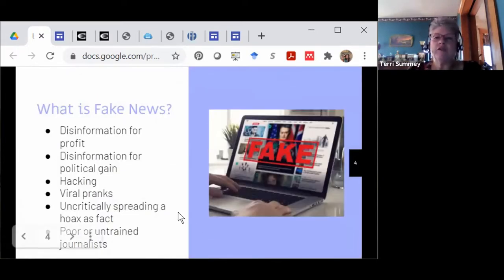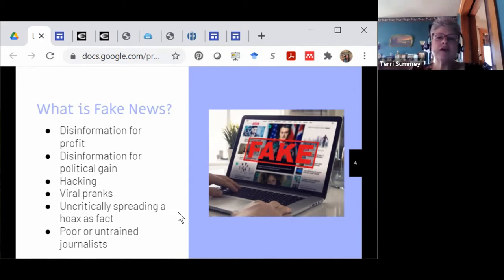So what is fake news? Fake news is all of these different things. One of the different things is disinformation for profit. These are hoax sites that can create fake news stories for economic gain or profit. They may also include things like clickbait, where the creator puts up a picture or puts up a headline that kind of captures you or brings you in, and then the creator of that profits from the number of clicks.